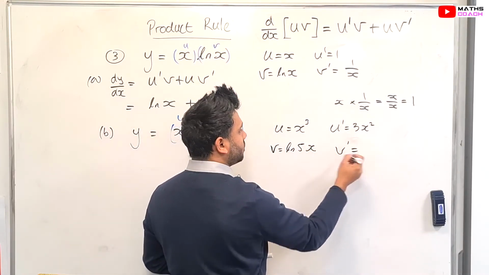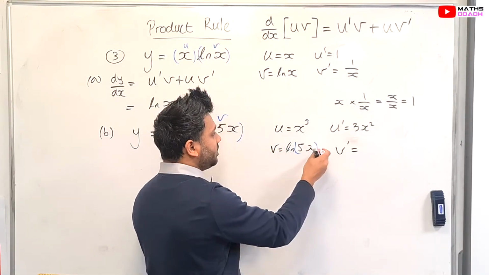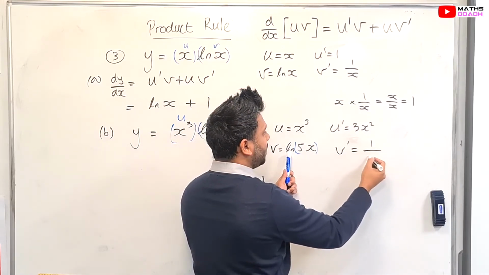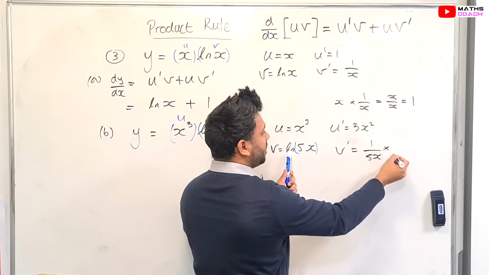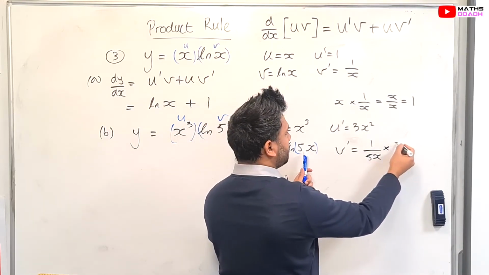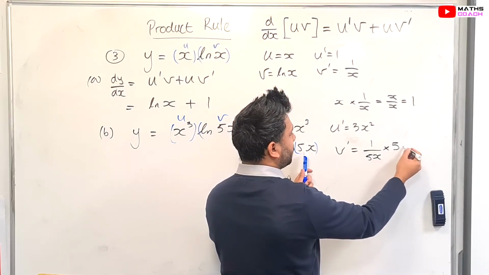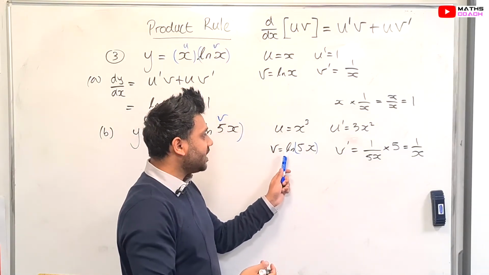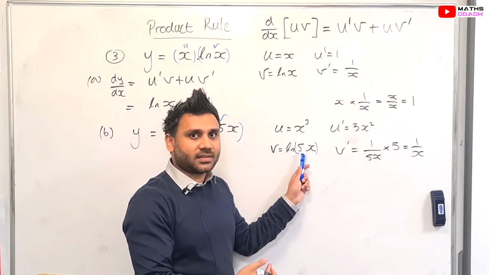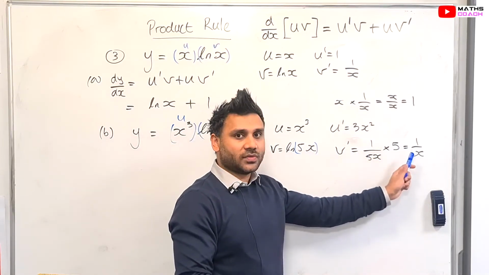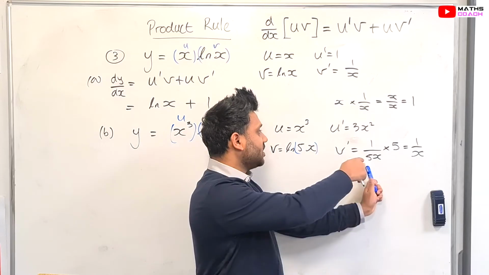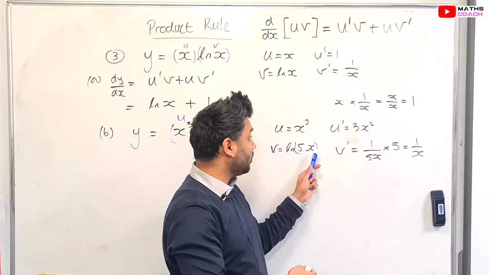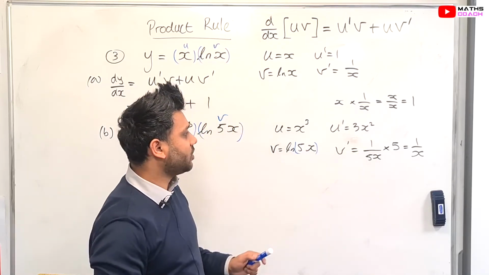v dash equals, now here we're going to apply the chain rule. So differentiate the ln will give you 1 over 5x times by differentiation of 5x, which is simply 5, and then if you simplify this, it gives you 1 over x. In other words, whenever you have ln of a multiple of x, the answer will always be 1 over x, because the 5 in the denominator and the 5 that you multiply by will always cancel out. Whatever coefficient you have, it will cancel out when you differentiate.